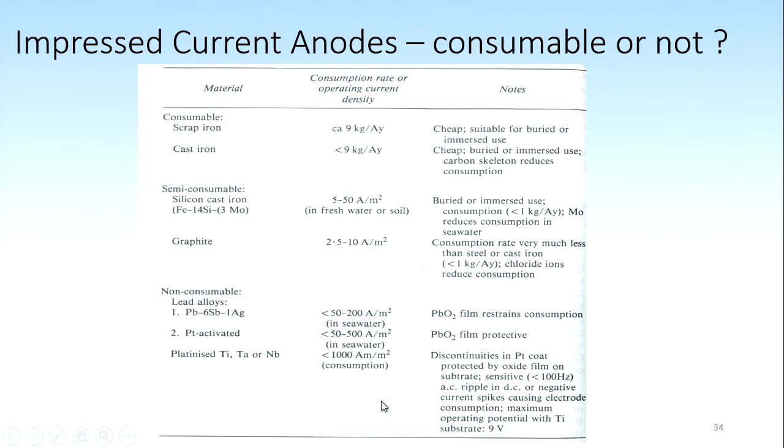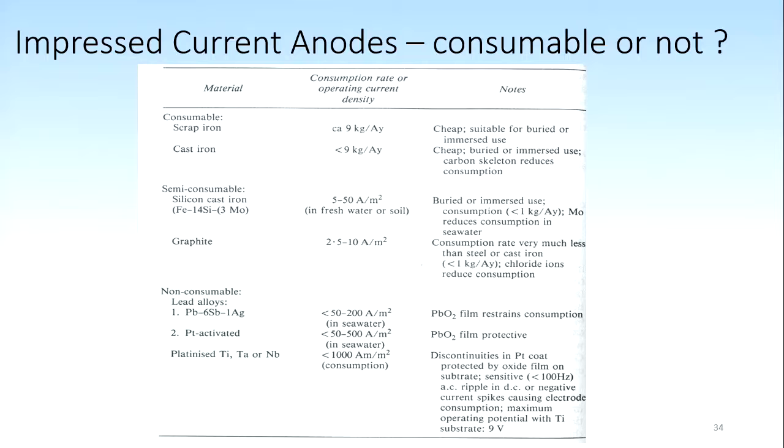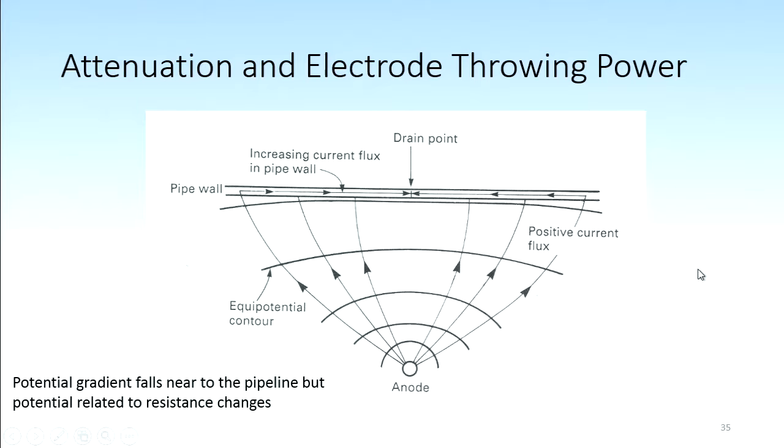On the other side of the handout, you've got this diagram, which is one of a pair that is intended to tell you something about what they call attenuation. In electrochemistry, they call it electrode throwing power. And basically, there's a fall off of the potential with distance because of the resistance. And if you've got a pipeline, which we've got here, with a connection point on it, and an anode some distance away from it, then you can plot the potential contours running from that anode through across to the pipe.